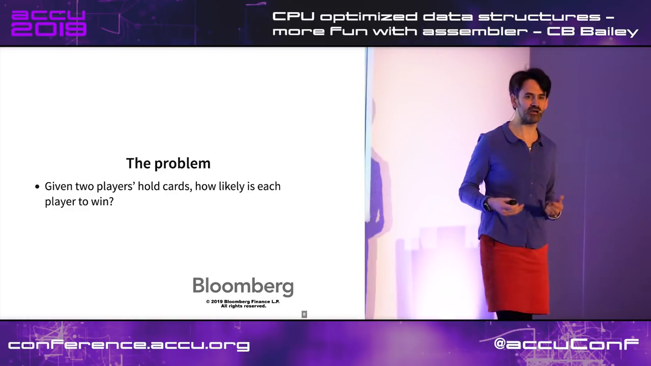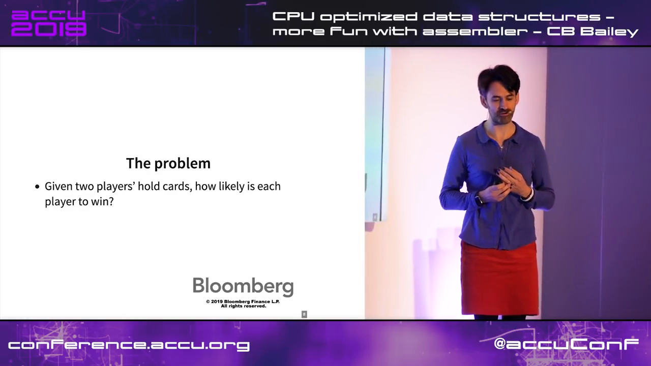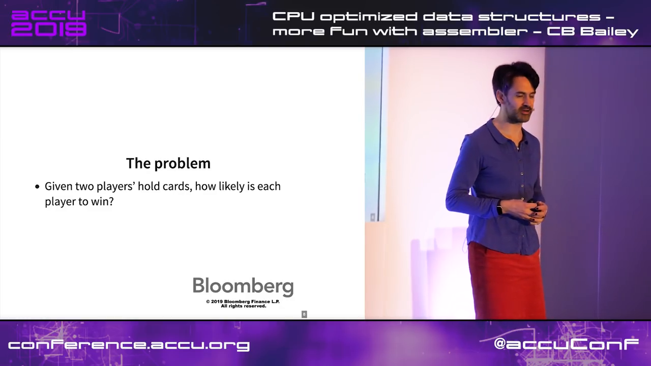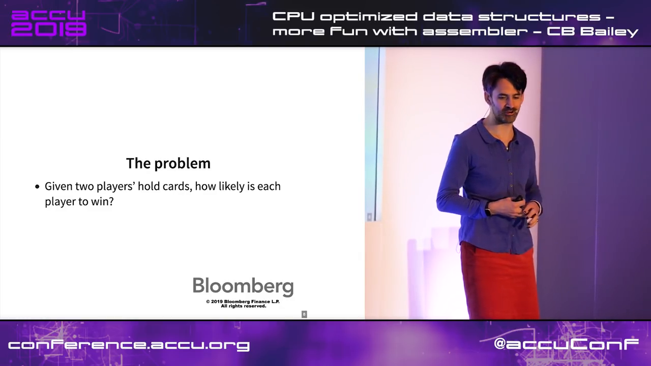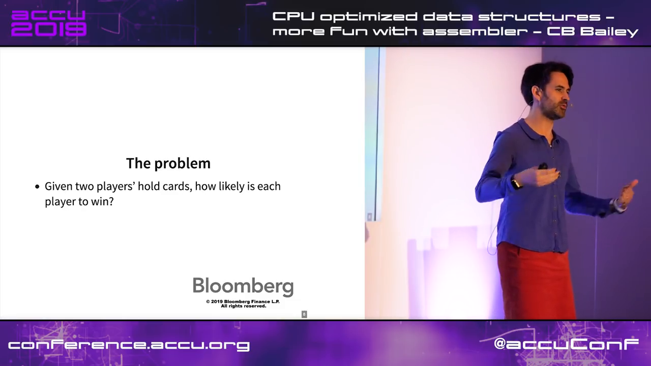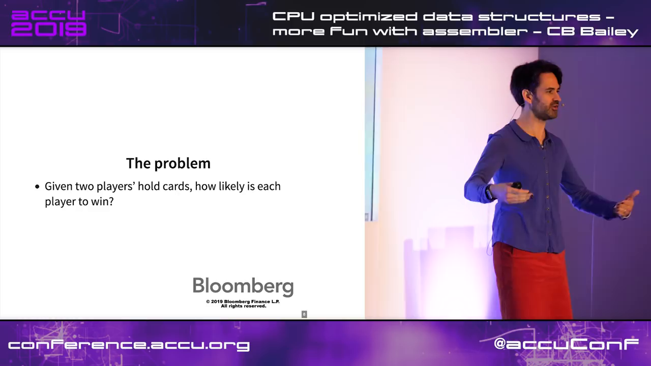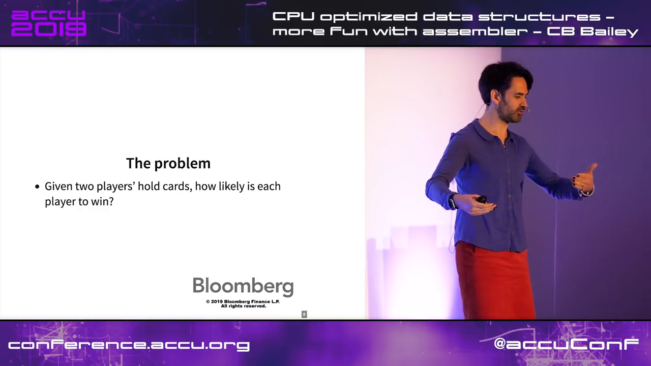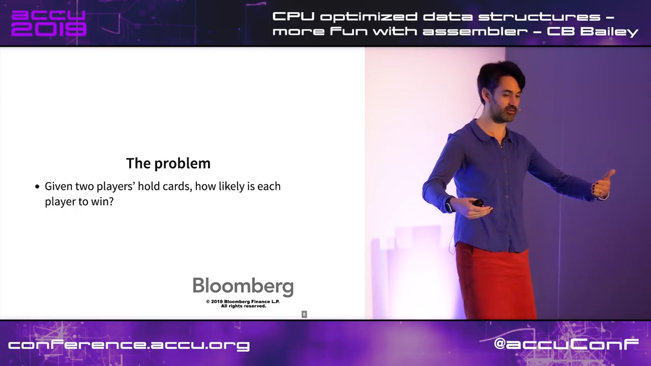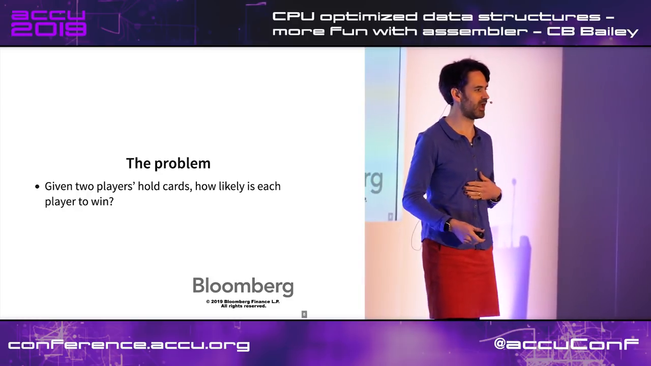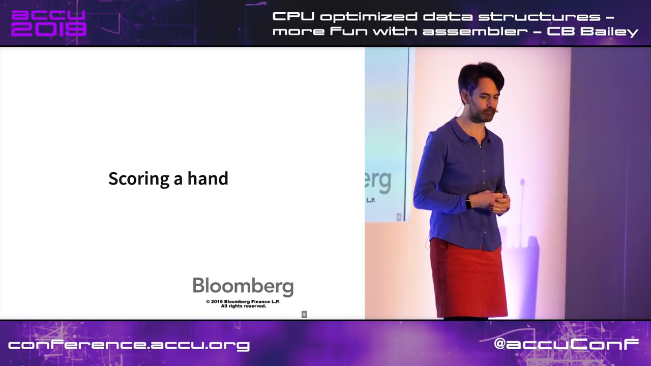So the particular variant of the problem that I wanted to look at, basically because my friend was already looking at this problem and I wanted to beat him to the punchline, was in a situation where you've got two players playing against each other, and so you've got two sets of hold cards. If I've got a particular pair of cards, how likely am I to win once the community cards come out and we have some sort of a showdown?